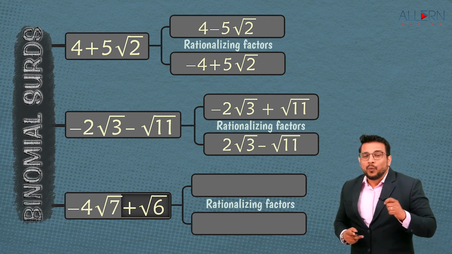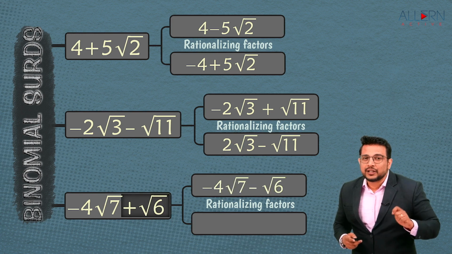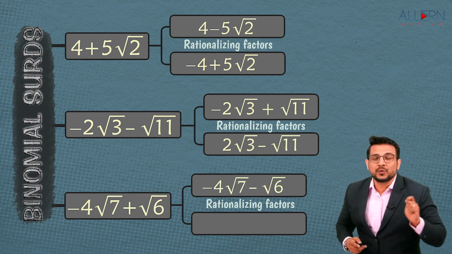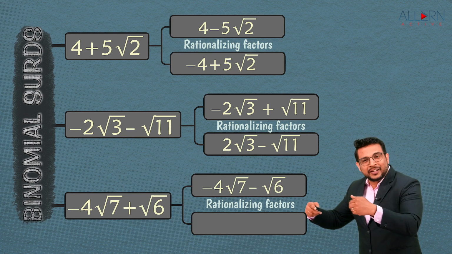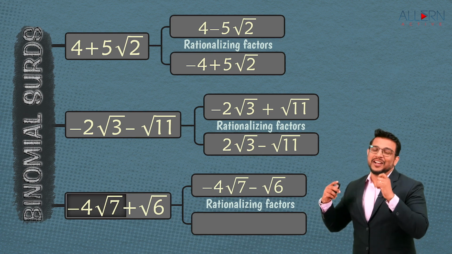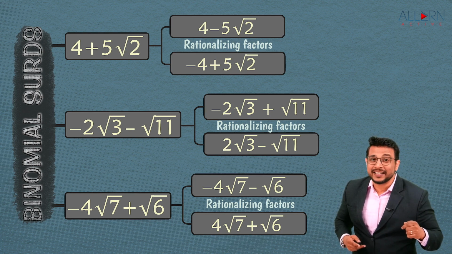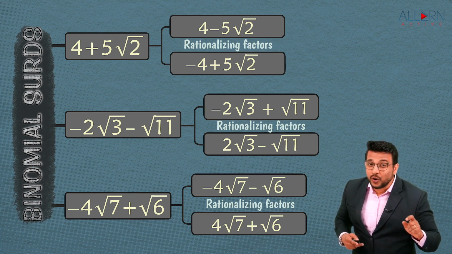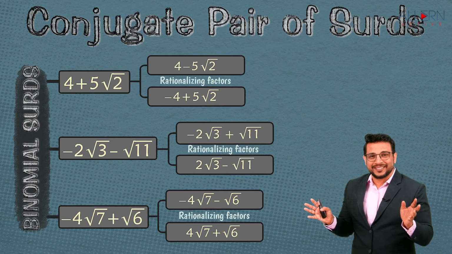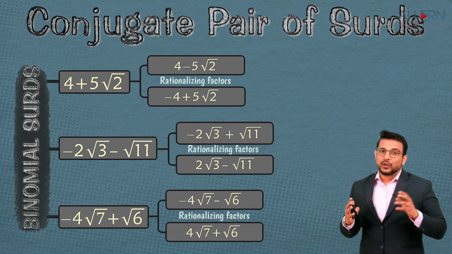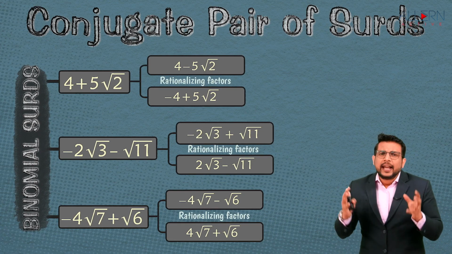What do we get? One of the rationalizing factors is minus 4 root 7 minus root 6. The other rationalizing factor what we have is nothing but plus 4 root 7 plus root 6. Was that easy? As I said, these are also called conjugate pair of surds. So wasn't that easy? So now, my dear kids, you are ready.